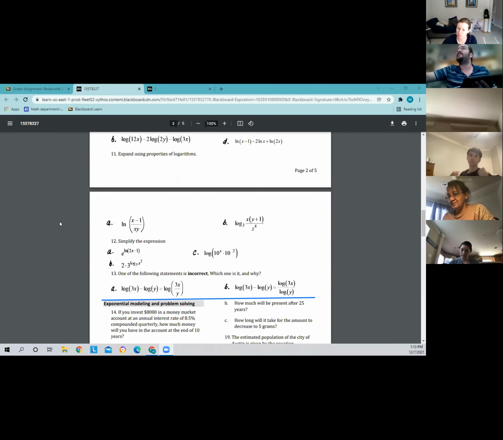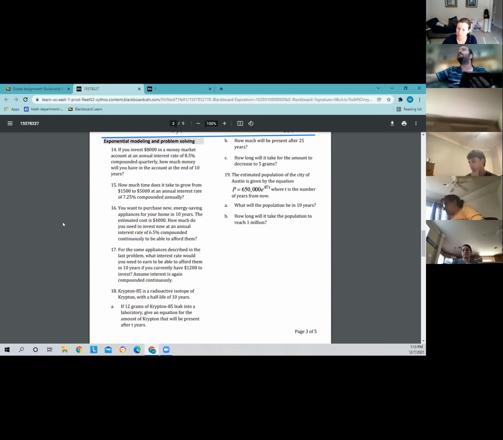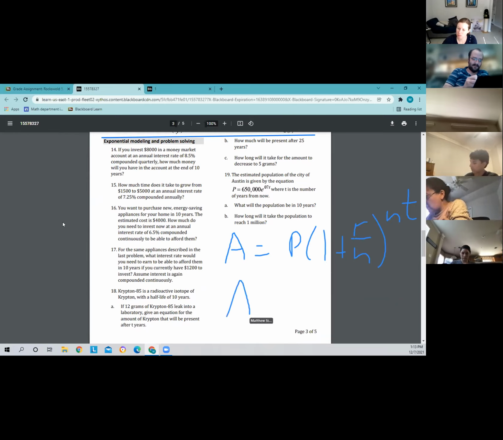What was the next one? 14? All right, so the formulas for these things should be provided for you on the test. I'm not expecting you to memorize formulas. Amount equals principal times 1 plus r over n to the nt, I think is one of them. And the other one, you probably have memorized, A equals Pert. Those are the two formulas we'll probably need for this.